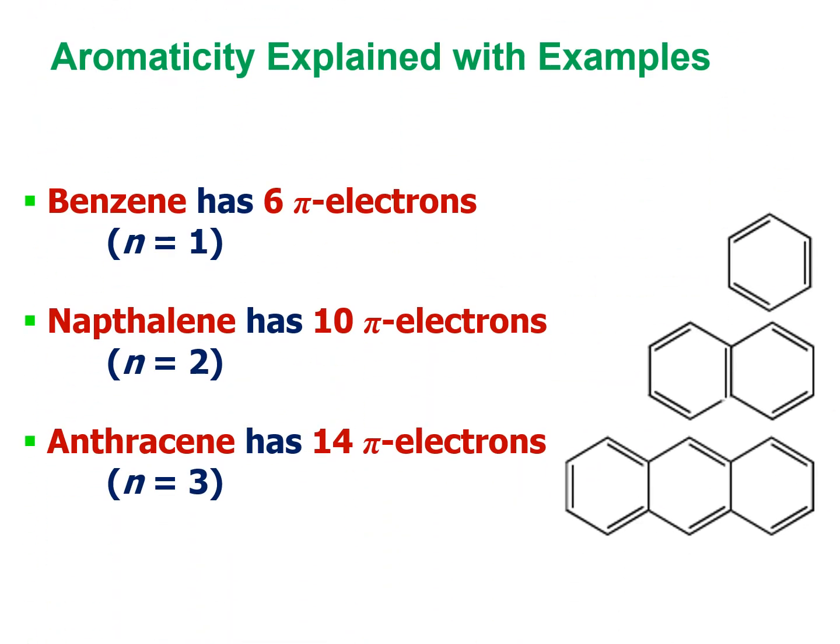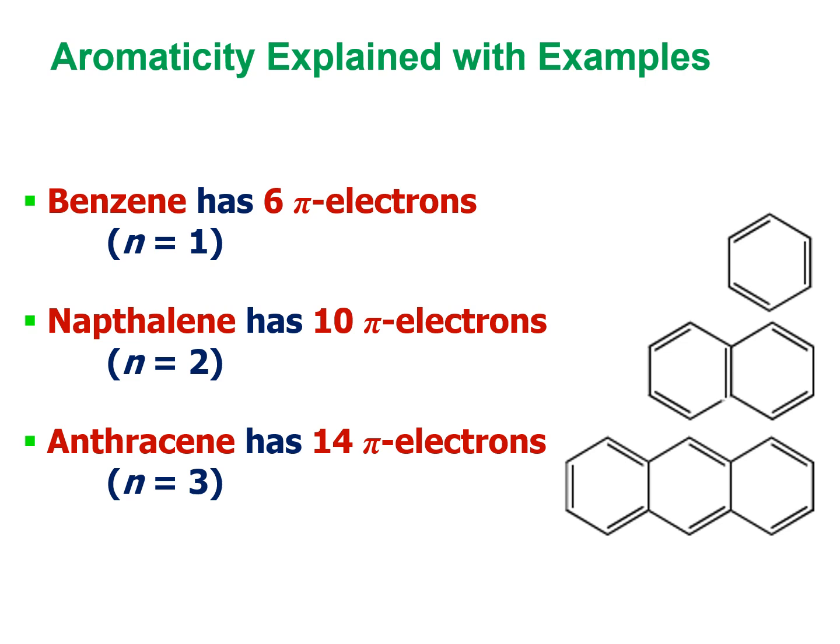This is explained in the following example: benzene, naphthalene, and anthracene. The simplest aromatic compound is benzene. When there are 2 benzene rings, we form naphthalene. 3 benzene rings form anthracene. By following Huckel's rule, n is 1 for benzene, giving it 6 pi electrons, by putting it in the equation 4n plus 2 pi electrons. For naphthalene, 10, and anthracene, 14.